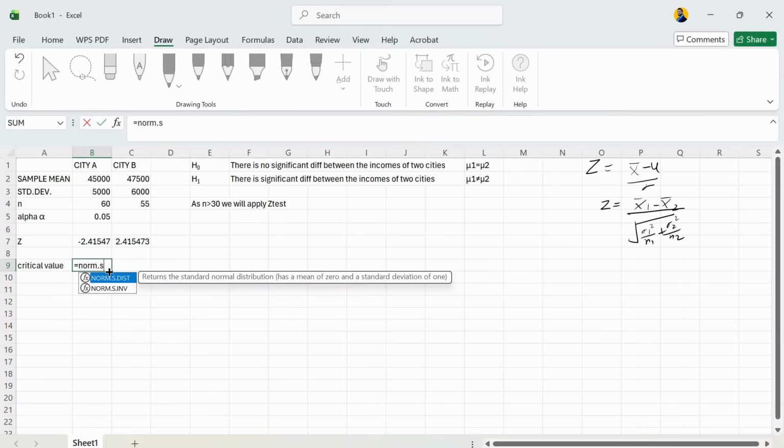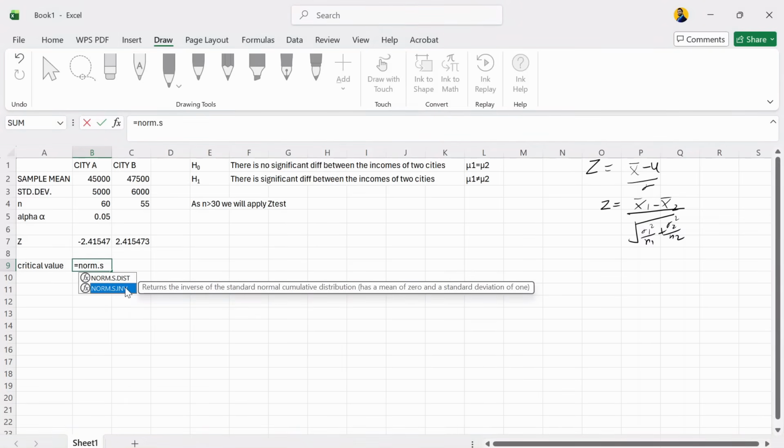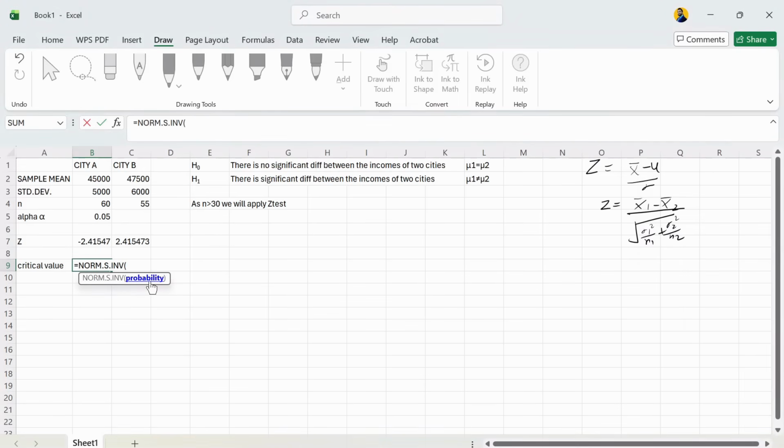As you write norm.s dot, you will get two options: normal distribution, then normal inverse basically. For critical value, always go with INV, right? Always select the INV. And then they are asking about the probability. So for probability, just define 1 minus alpha, divided by 2.